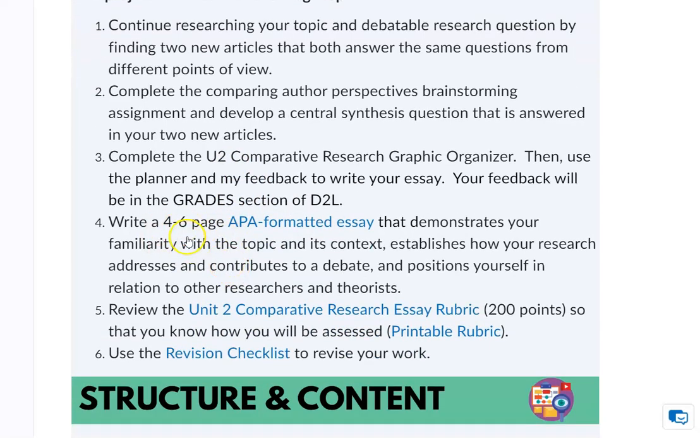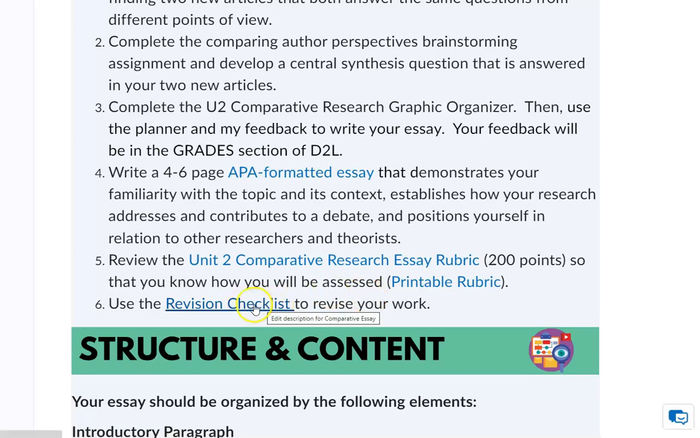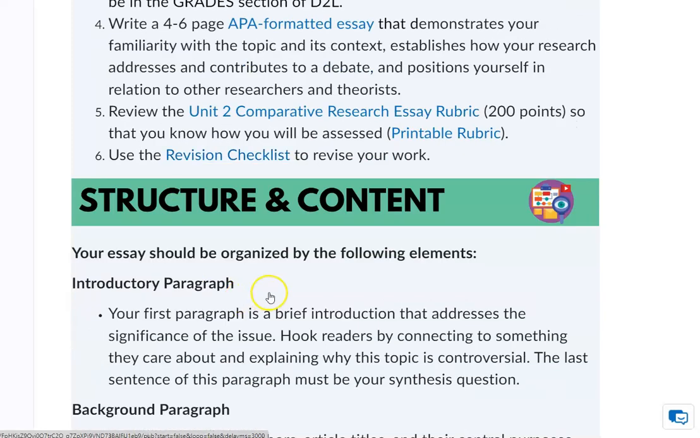So now it's time to write your essay in APA format. This is going to demonstrate your familiarity with the topic and its context, establish how your research addresses and contributes to the debate, and position yourself in relation to the other researchers and theorists. Make sure you take a look at the essay rubric. This is a 200-point essay, and there's also a checklist you can use to revise your work.